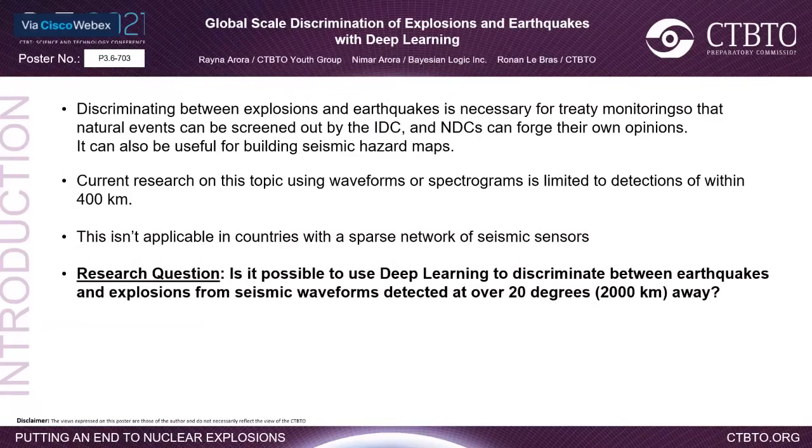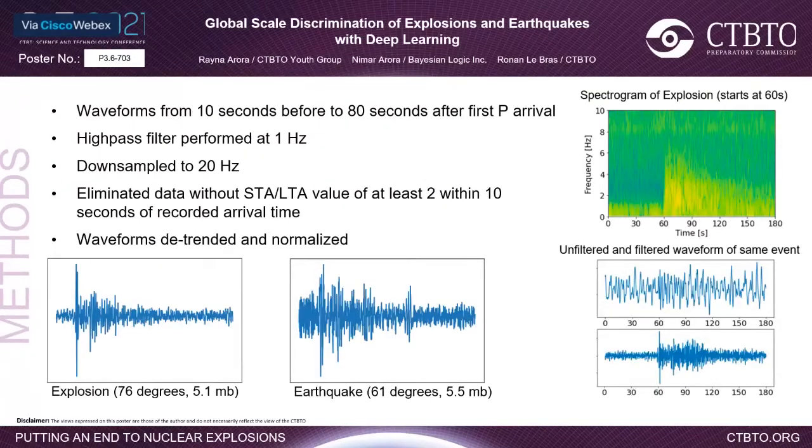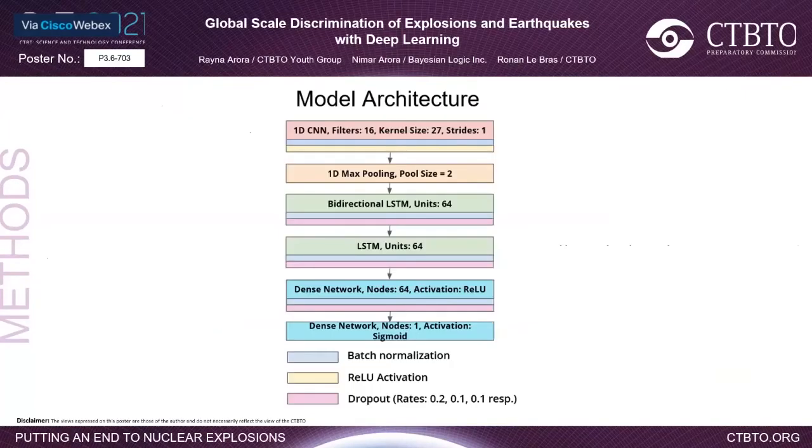Current research on discrimination using waveforms or spectrograms is limited to events detected within 400 kilometers, which isn't applicable in countries with a sparse network of seismic sensors. This project investigates the use of deep learning on waveforms to discriminate between earthquakes and explosions detected at over 20 degrees or 2,000 kilometers away. We collected data from the ISC and IRIS and performed a high-pass filter on the waveforms to eliminate low-frequency noise, among other data processing steps.